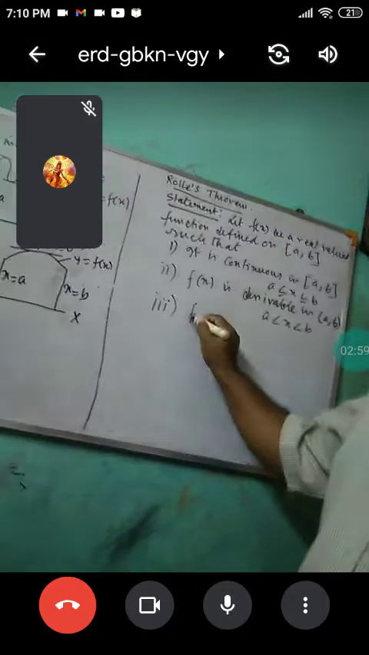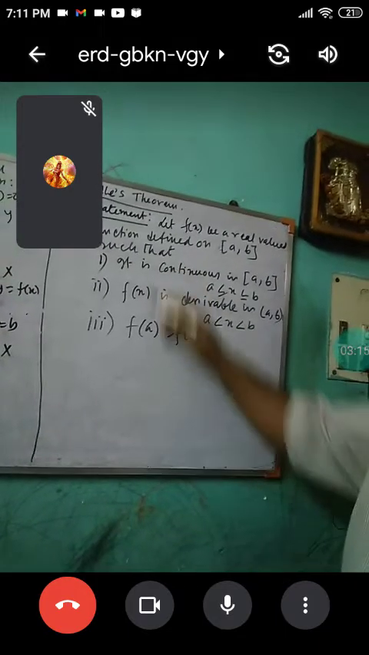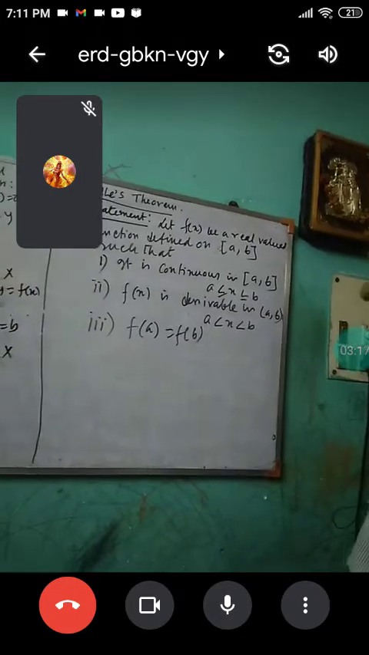Otherwise not. Number three, the third condition: f(a) = f(b). That is, a and b are given. We have to put the value of a in f(x) and the value of b in f(x). Then if we get f(a) = f(b), we can say these three conditions are satisfied.